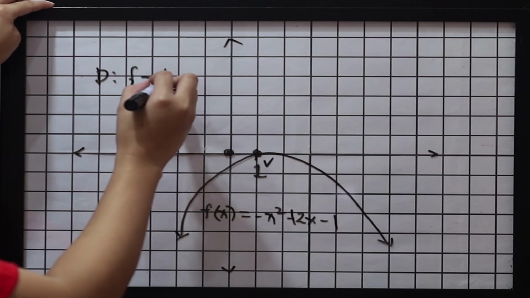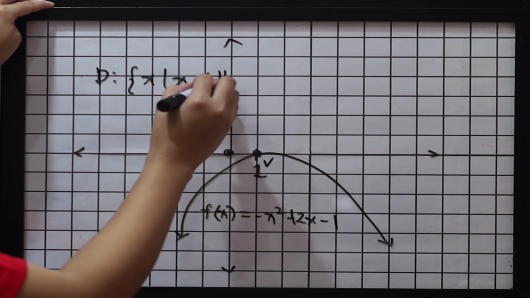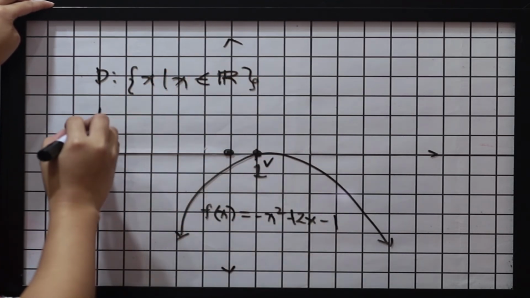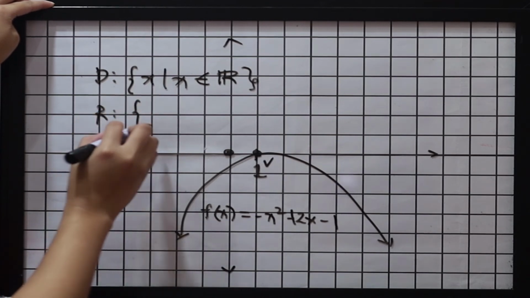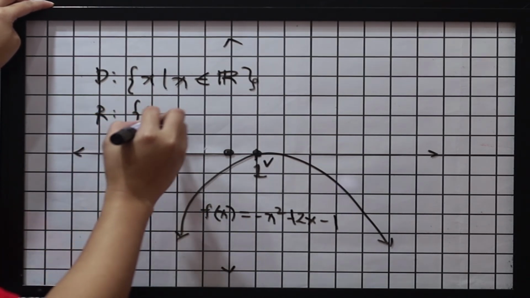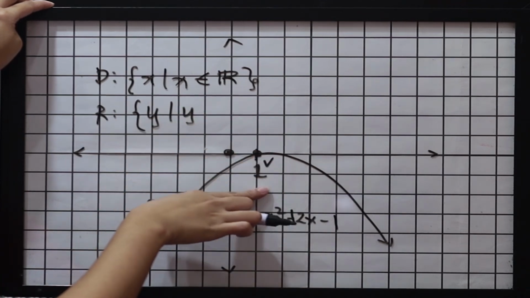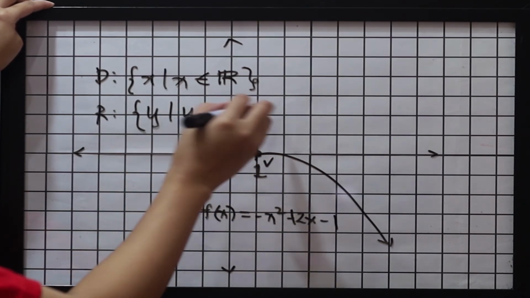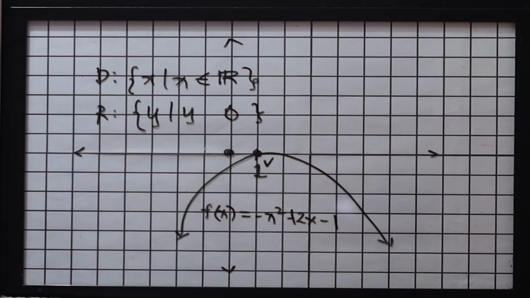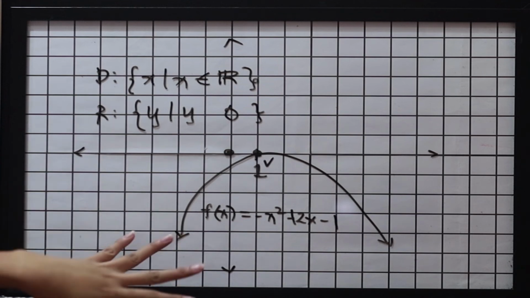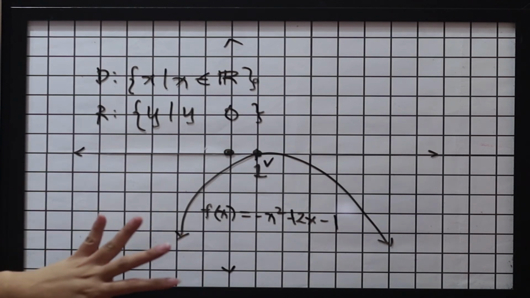Then for the domain, since this is a quadratic equation, the domain is x such that x is an element of real numbers. And then the range is y such that y, you get the value of y, which is 0. And then from 0, you try to check what are the y values that are included in the given parabola or in the given graph.